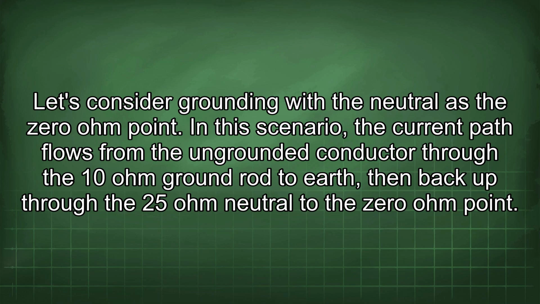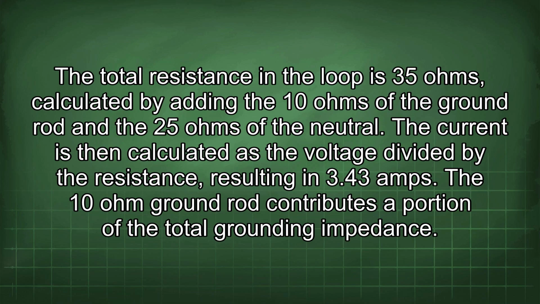In this scenario, the current path flows from the ungrounded conductor through the 10-ohm ground rod to earth, then back up through the 25-ohm neutral to the zero-ohm point. The total resistance in the loop is 35 ohms, calculated by adding the 10 ohms of the ground rod and the 25 ohms of the neutral. The current is then calculated as the voltage divided by the resistance, resulting in 3.43 amps. The 10-ohm ground rod contributes a portion of the total grounding impedance.